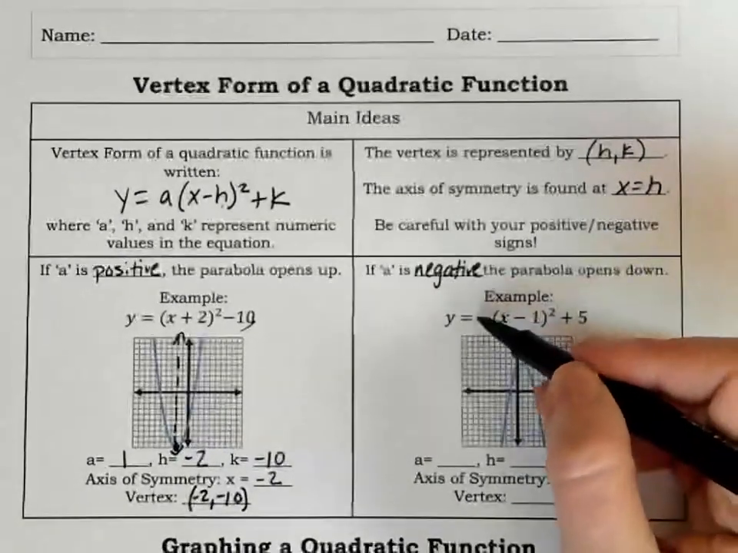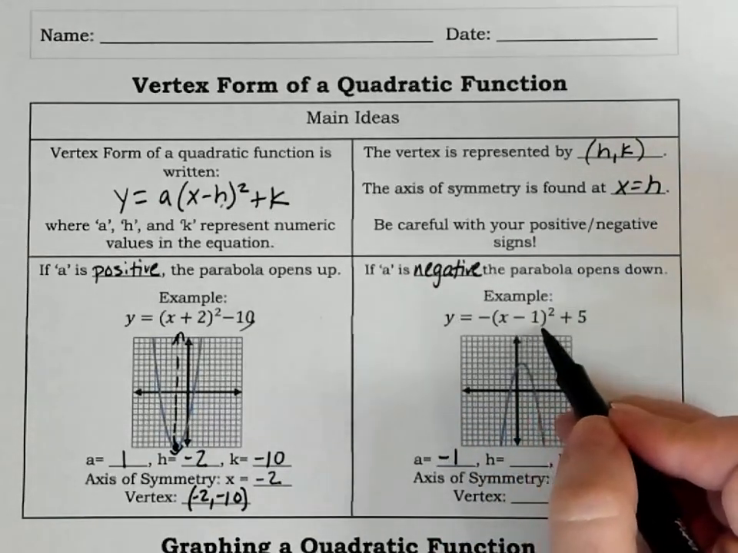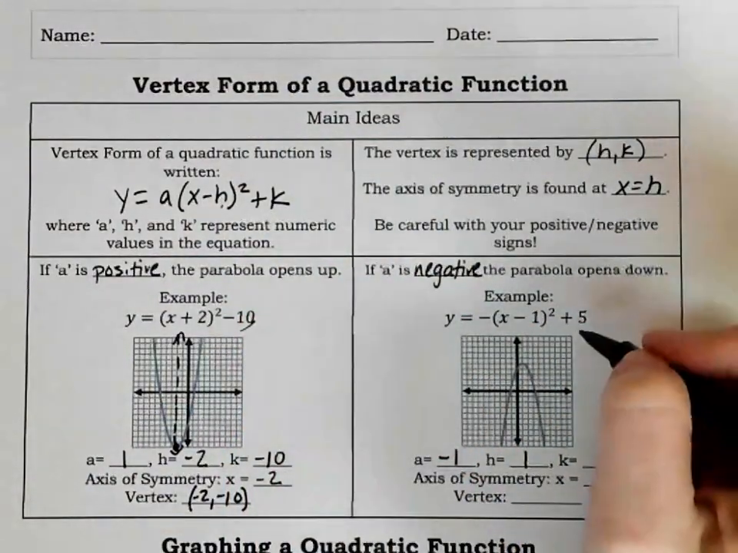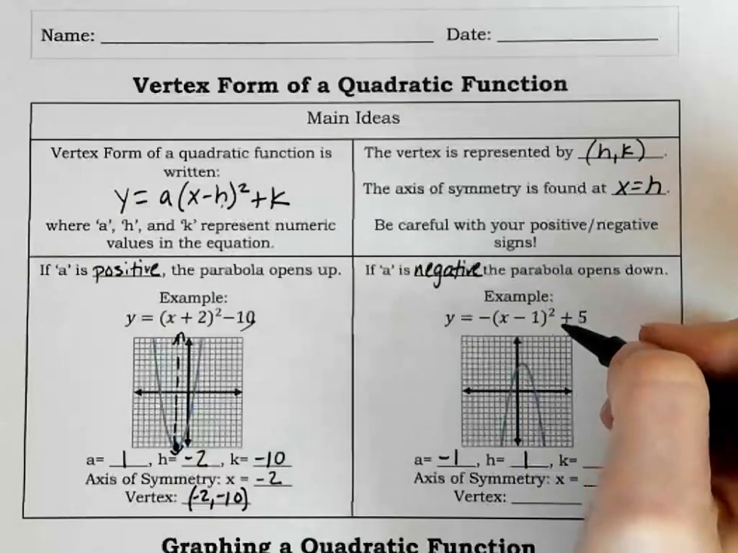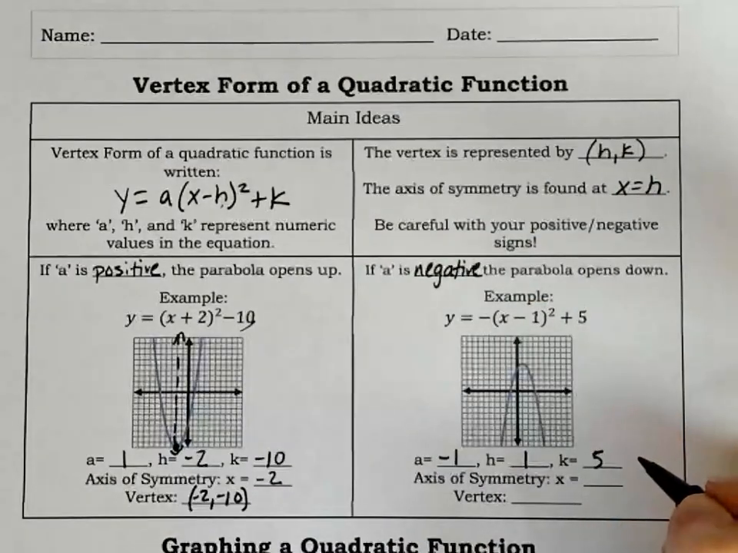Same thing over here with a negative example. Here there's a negative sign outside the parentheses, so we understand that that is a negative 1 for the a value. H is a minus 1 here, so since it's the same sign, we pull that out as a positive 1. And then the 5 also has a plus sign, which is the same as the original vertex form, so we pull that out as a 5 as well.